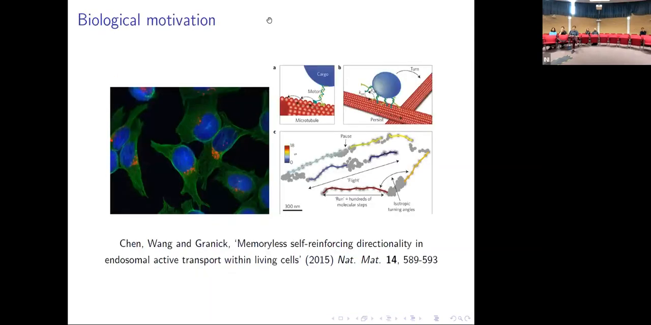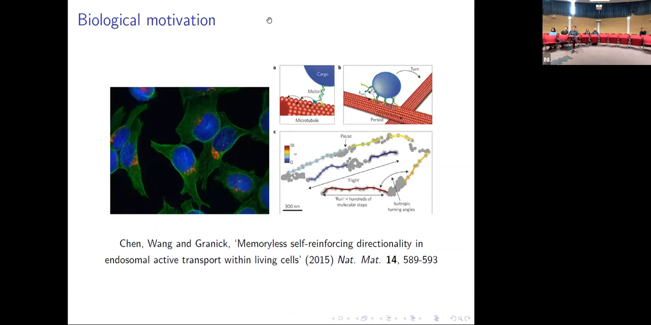So what's the biological motivation? Well, in 2015, about when I started my PhD, or 2 years earlier, this group in Korea found that endosomes were actually moving with self-reinforcing directionality. Now, what does that mean? That actually means that these endosomes were moving along microtubules.